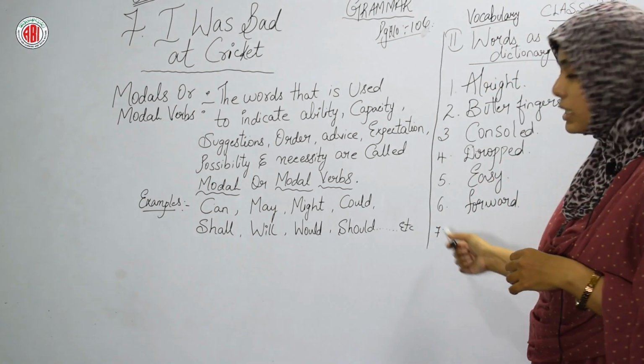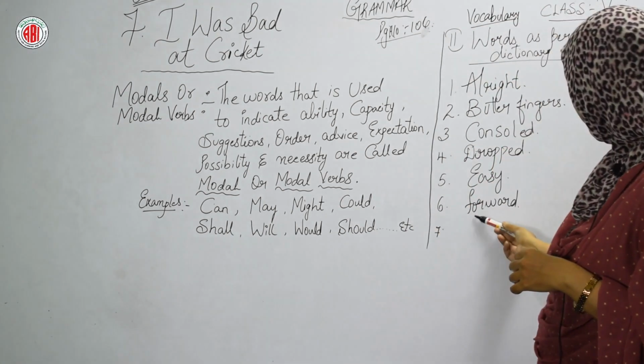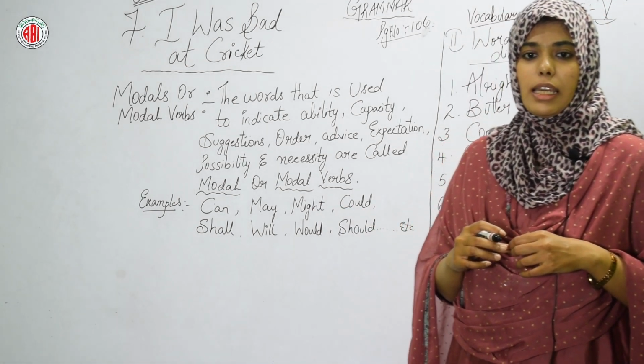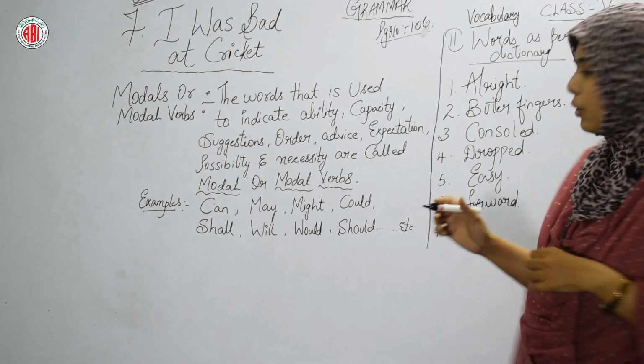So let's move to the seventh one. After F we are going to write the word from G. What is the word here? Yes, groaned.